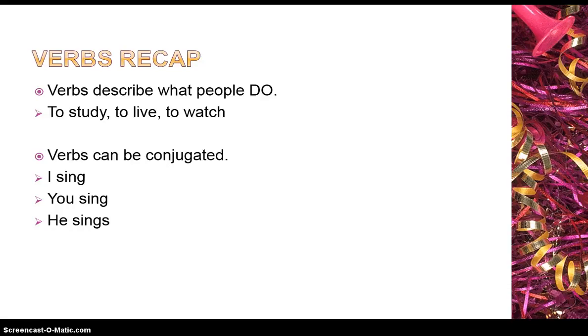Verbs. Okay, remember verbs describe what people do. Some examples are to study, to live, to watch. Notice it has that "to" in front of your root word there. Verbs can also be conjugated, not just in French or Spanish or German or Italian, but in English too. We conjugate verbs every day. In every sentence that has a subject and verb, we're conjugating it.